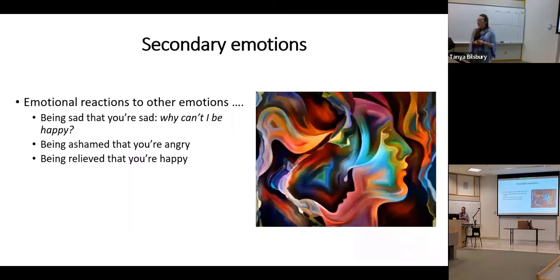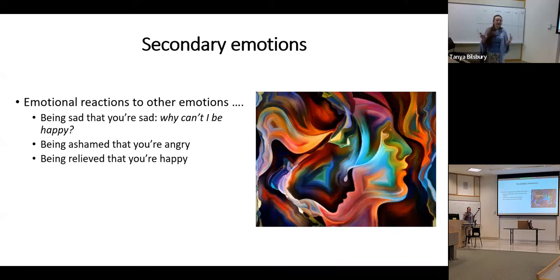Now, there are also secondary emotions, meta emotions. You can have feelings about your feelings. You can be sad that you're sad. Why am I sad? Why can't I be happy just like everyone else? This is terrible. That's like meta sad. You can be ashamed that you're angry, right? You can feel relieved that you are happy. You can be meta happy, delighted that you're happy about this. You can imagine how this complexifies your emotional life.